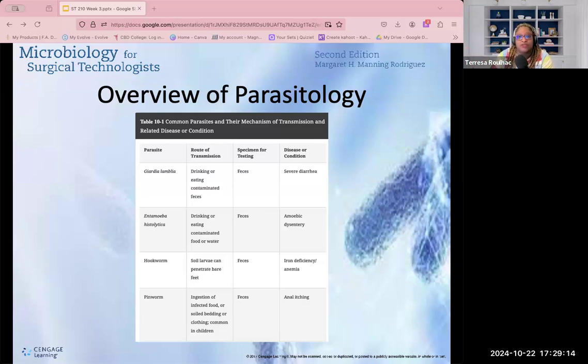Ingestion of contaminated food, contaminated water. They can penetrate the skin, like the hookworm larva, or through bites from different vectors. So table 10.1 that you see on the slide is just a list of common parasites, their transmission methods, and diseases that are related to them. All right.